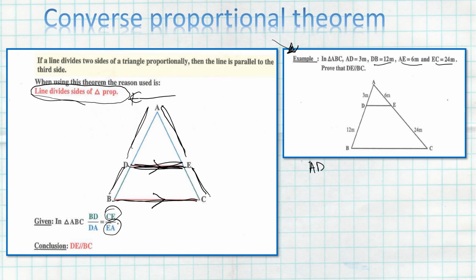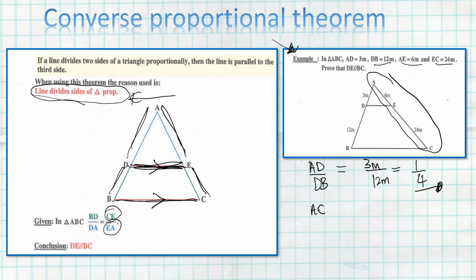So I can say AD over DB will be equal to 3 meter over 12 meter, right? So this will be equal to 1 over what? Is it 1 over 4? Let me check quickly. 1 over 4. So this will give me 1 over 4. I've calculated the ratio of this side, right? So let's go to the other side and calculate its ratio there.